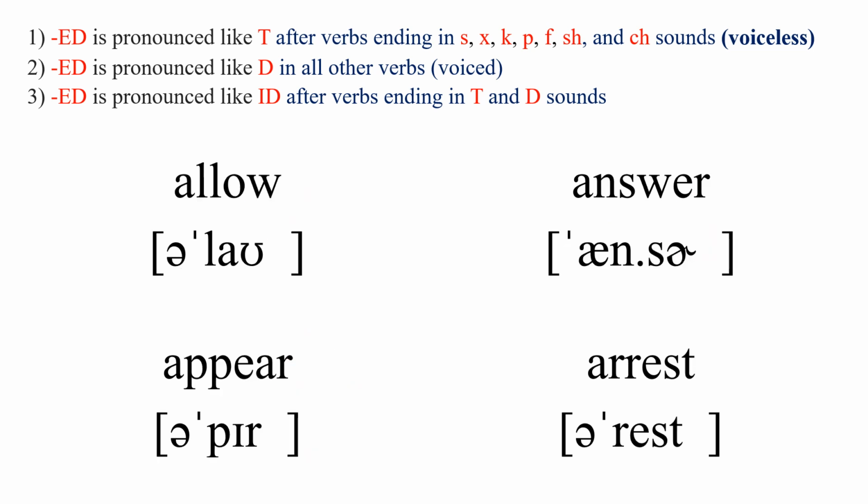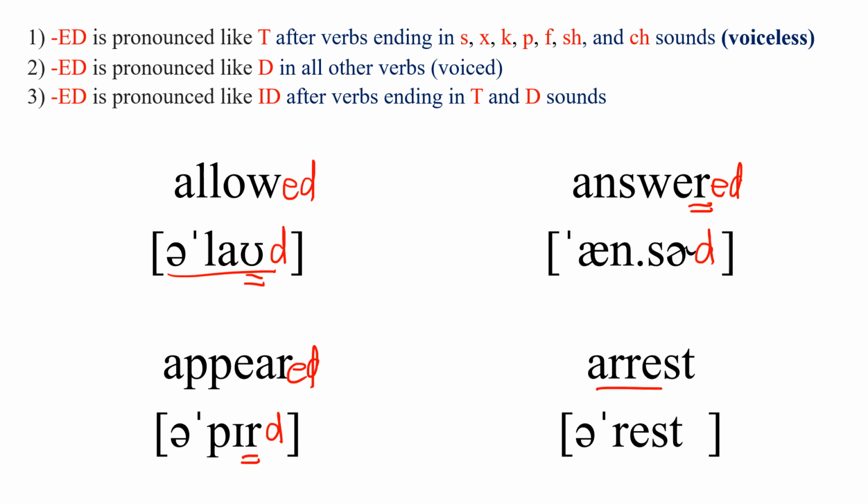And allow. U is a vowel. Vowel is voiced. So ED makes this sound. Say allowed. Allowed. Answer. You put ED and R is voiced. It becomes D. Answered. Appear. ED and the R is voiced. Becomes D sound. Appeared.